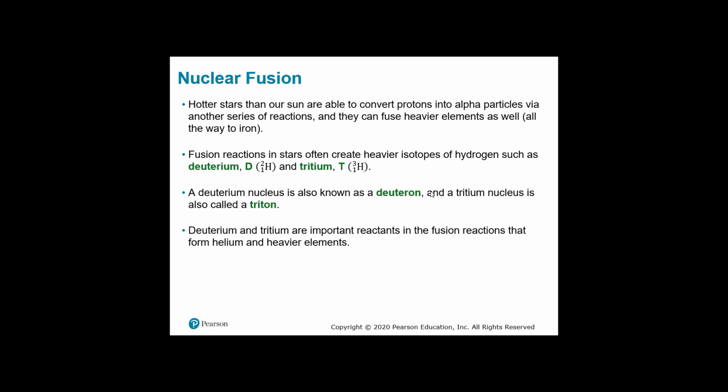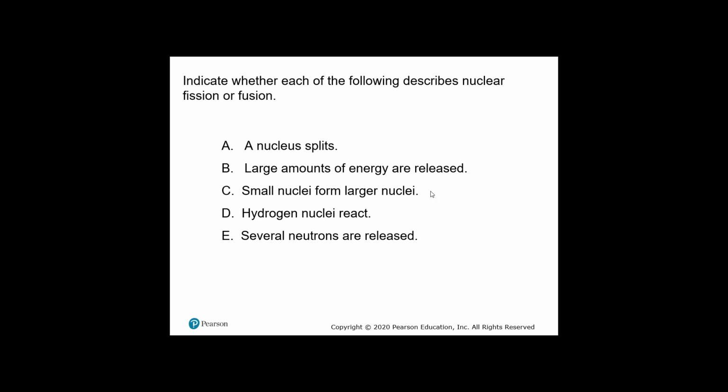Okay, so hotter stars than our sun are able to convert protons into alpha particles via another series of reactions. And they can fuse heavier elements as well. Fusion reactions in stars often create heavier isotopes of hydrogen, and that's deuterium and tritium. A deuterium nucleus is known as a deuteron, and a tritium nucleus is known as a triton. These are important reactants in the fusion reactions that form helium and heavier elements.